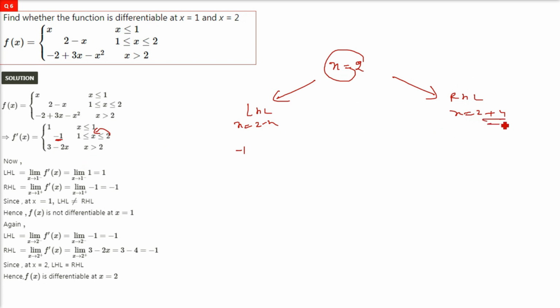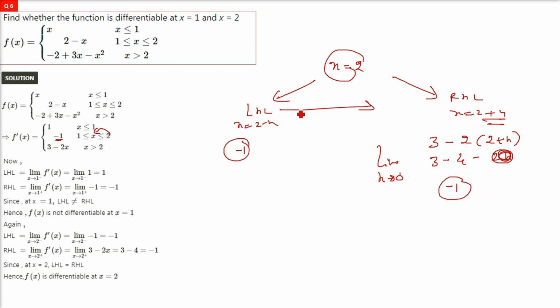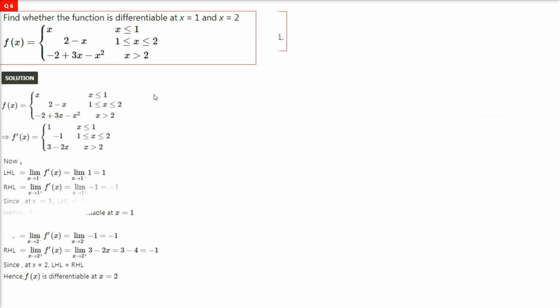But in the differentiation of minus 2 plus 3x minus x square, which is 3 minus 2x in our case, we will put 2 plus h here. So you'll get 3 minus 4 minus 2h. Now you apply the limit h tends to 0, this goes to 0, 3 minus 4 is negative 1. Now you see the negative 1: left hand limit and right hand limit for the differentiation at x equals 2 are equal. That means the function is differentiable at x equals 2. It was not at 1 but it is at 2. This is how you are going to write it in your examination or in your paper.